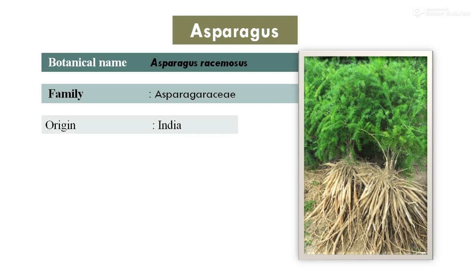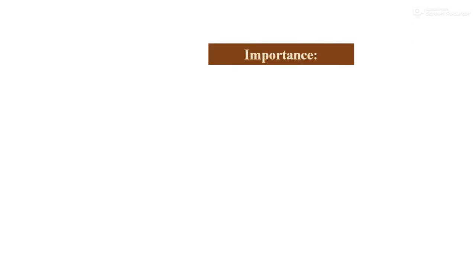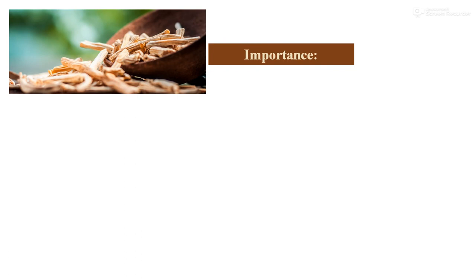The origin of asparagus is India, and from the ancient Ayurveda system we use this crop. The plant part used in this crop is its tuberous root. Regarding the importance of asparagus, as we already said, this plant is used in traditional Indian medicines, that is in Ayurveda, and its root is used as a medicine.